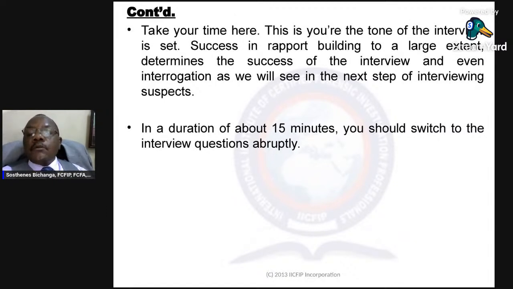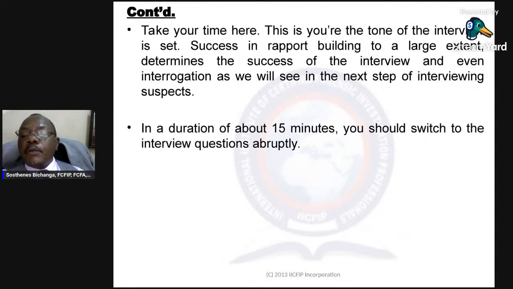The information you gathered or the tone you set during the rapport building when you were just starting the interview is what will assist you to unlock the suspect who does not want to talk and give information. In a duration of about 15 minutes, you should switch to the interview questions abruptly.